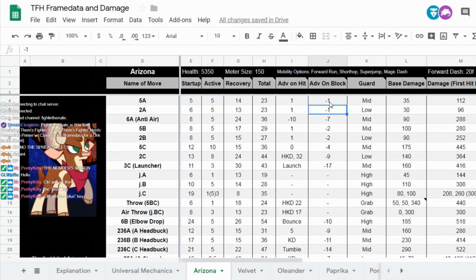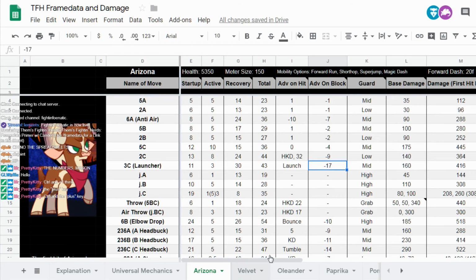And that's not that bad. What is bad is if you look at something like, I don't know, launcher. You got -17. That means that the opponent is going to recover 17 frames before you. And you can't do anything in that time because launcher can't cancel. Every character's launcher is extremely unsafe, because you can't cancel it into anything on block.